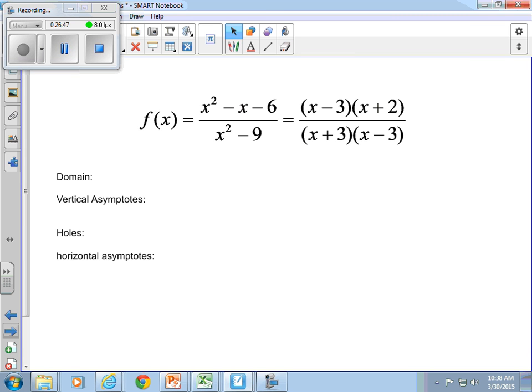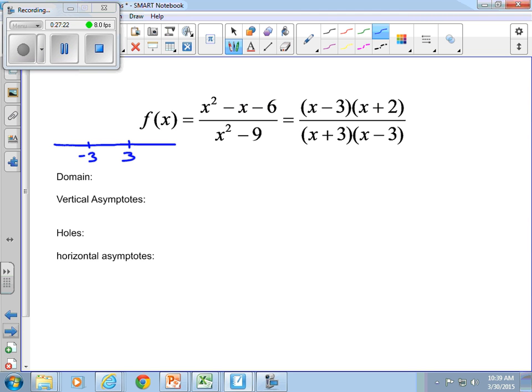Yes, what is the domain? When does the denominator equal 0? Because that's a problem. 3 and negative 3, agreed? On both sides. So to do interval notation, I'm going to draw a number line. I'm going to put negative 3 and 3 both on the number line.